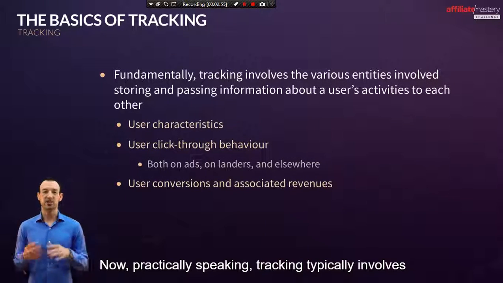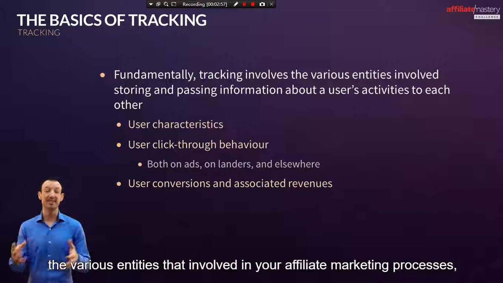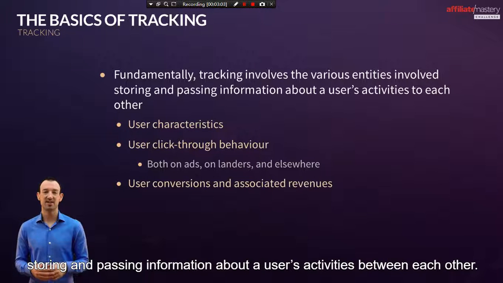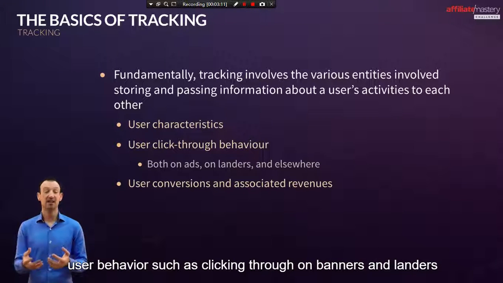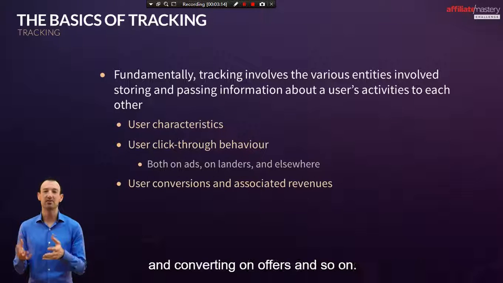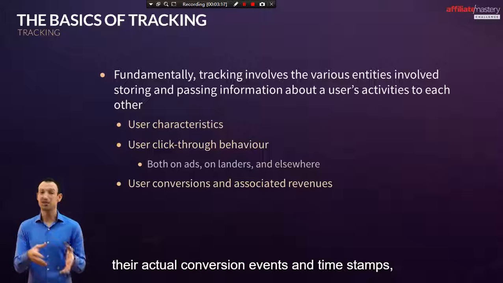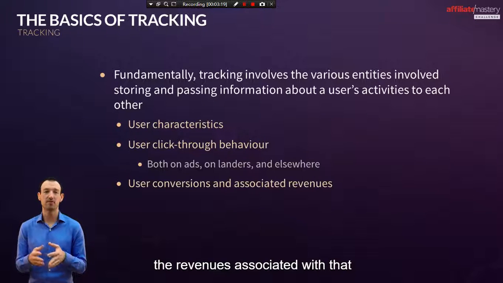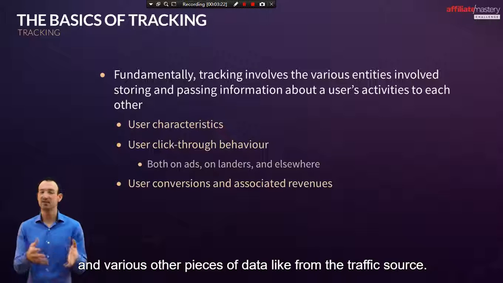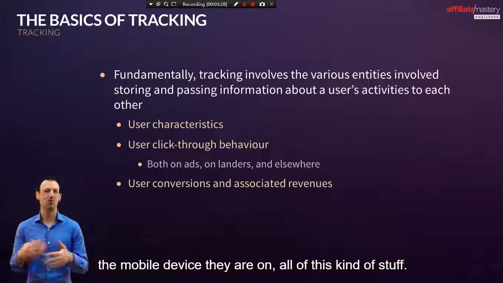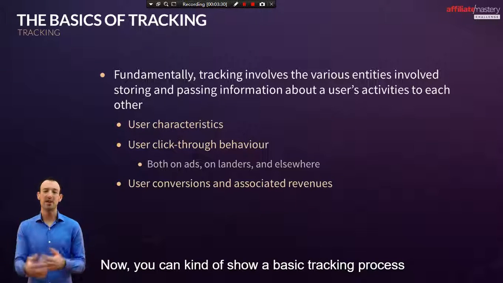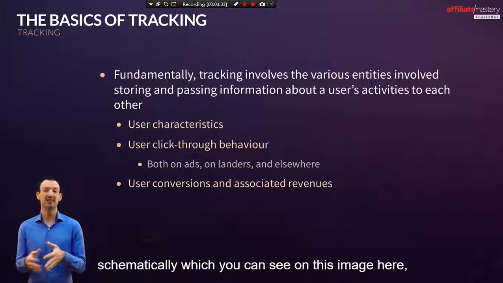Now, practically speaking, tracking typically involves the various entities that are involved in your affiliate marketing processes storing and passing information about a user's activities between each other. So this might be things like user characteristics or user behavior, such as clicking through on banners and landers and converting on offers and so on, their actual conversion events and timestamps, the revenues associated with that, and various other pieces of data, like from the traffic source, the placement they came from, the mobile device they're on, all of this kind of stuff.